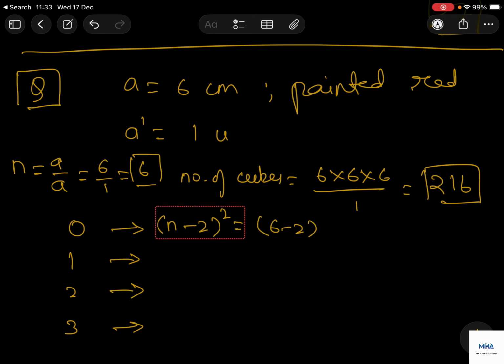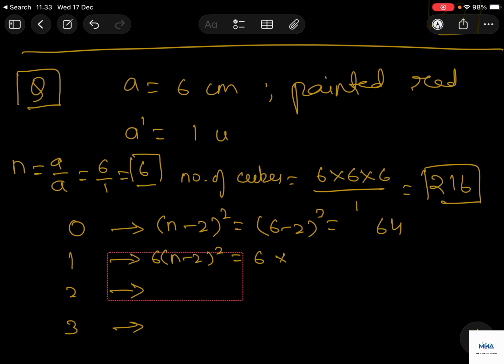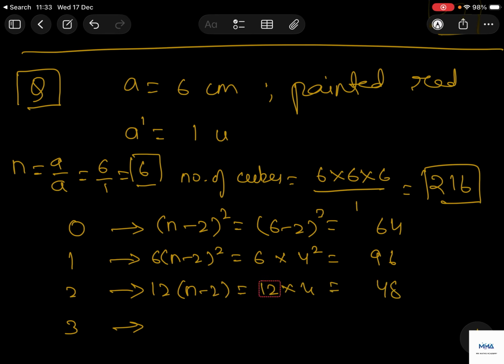So it's going to be (6 minus 2) whole cube, which is 64. The formula to find out one surface painted is 6 into (n minus 2) whole square, which is 6 into 4 square, which is 96. To find out two surfaces painted, the formula is 12 into (n minus 2), and that's 48. And when it's three surfaces painted, it is constant, 8.